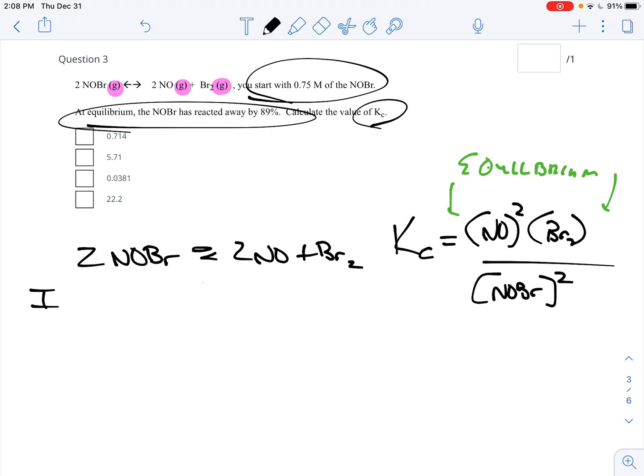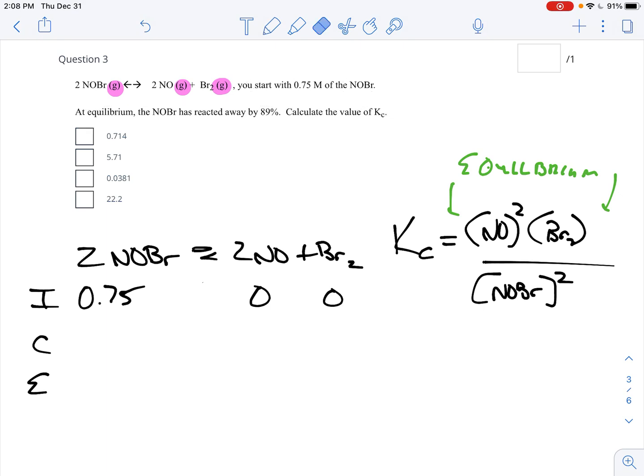So I've got an I, a C, and an E. So I is my initial, C is my change, and E is my equilibrium. Now what did it say? It said I started with 0.75 molarity of the NOBr. So that is 0.75. It did not say that I started with anything here and here, so I can reasonably assume that those are zeros. Otherwise, they would have told me.